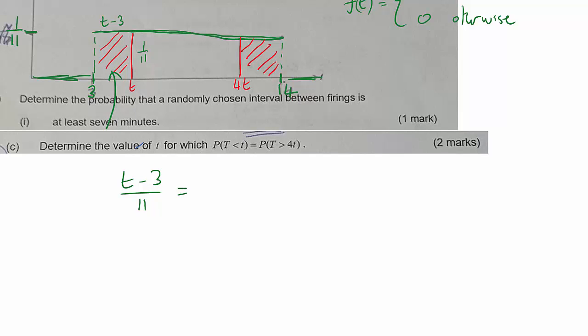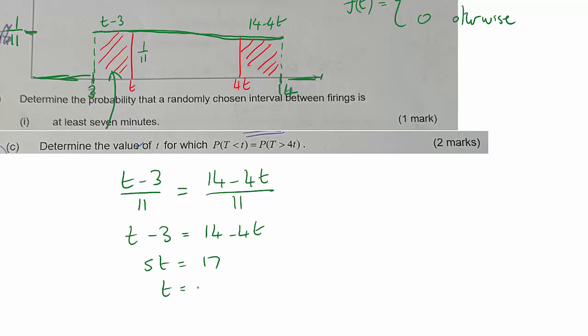That's got to be the same as this, which is 14 take away 4t over 11. Well, we've got the same denominator, so we can ignore that. t take away 3 is 14 take away 4t. So 5t is equal to 17, and t would be 17 over 5.